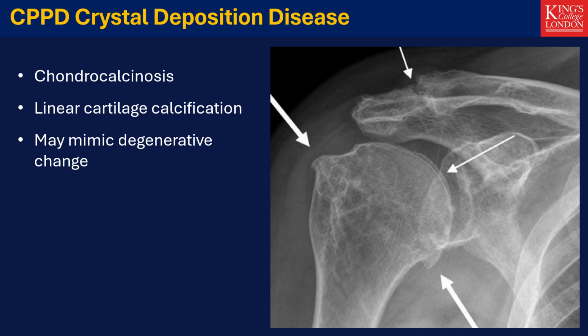Note the linear calcification within the articular cartilage. This is chondrocalcinosis. The density parallels the joint surface rather than forming an amorphous peritendinous mass. Degenerative changes may coexist, but the cartilage calcification distinguishes CPPD crystal deposition disease from primary osteoarthritis.